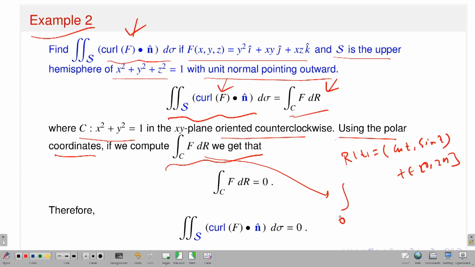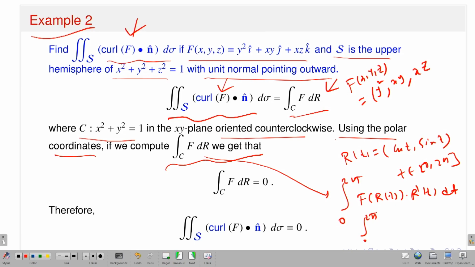If you remember, this is the integral from 0 to 2 pi of capital F of r t dot r prime of t dt, that you have to perform. Okay, and what is that? This is the integral from 0 to 2 pi of capital F of r t. So what is my capital F here? Okay, you can calculate it. Capital F of x comma y comma z is y square comma xy comma xz, right? This is my capital F. For r t, I should put the z component as 0, yes. So this is the corresponding parameterization of my C.